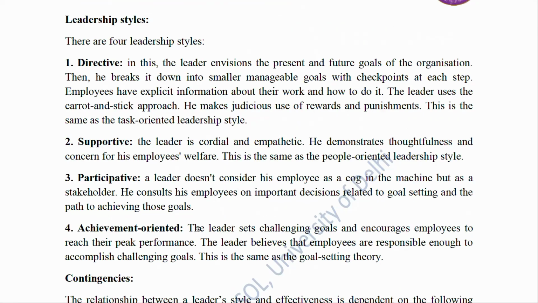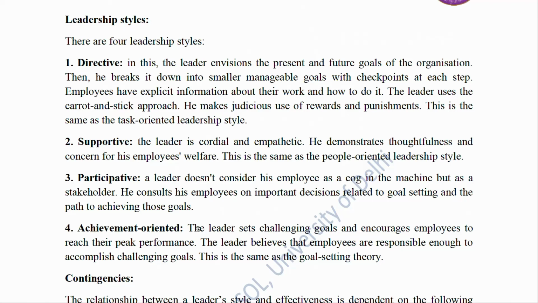Leadership styles. There are 4 leadership styles. First, directive. In this, the leader envisions the present and future goals of the organization. Then, he breaks it down into smaller manageable goals with checkpoints at each step. Employees have explicit information about their work and how to do it. The leader uses the carrot and stick approach. He makes judicious use of rewards and punishment. This is the same as task-oriented leadership style.